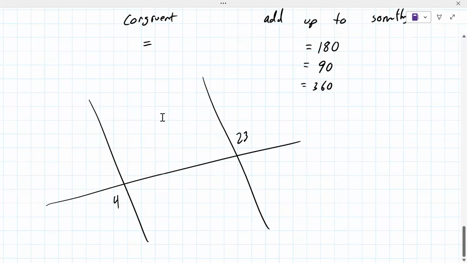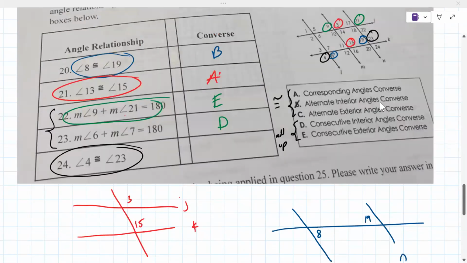What's another possibility for them? It'll be alternate, like interior. They're definitely alternate because this is the transversal. And so they're on one side of each other. There's definitely alternate. This is the interior. This is the exterior. How does that change how you want to answer this? Oh, so it's exterior. Yes, these are alternate exterior angles, which is letter C.